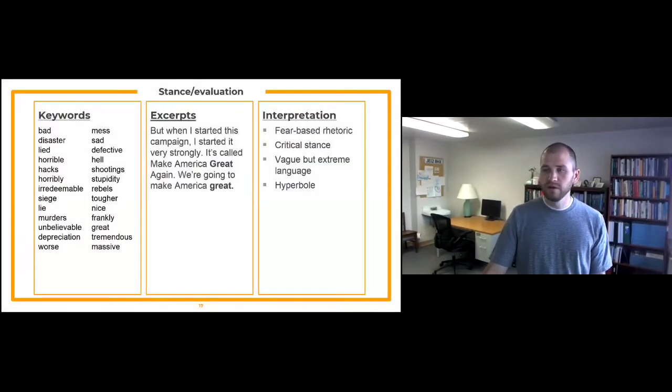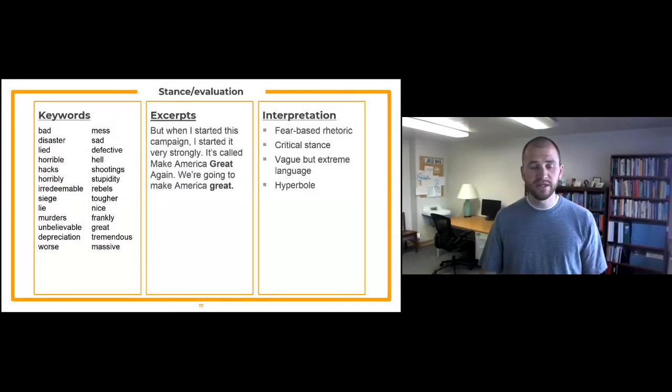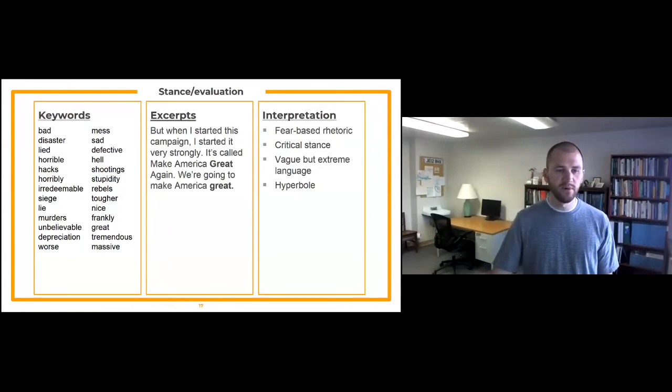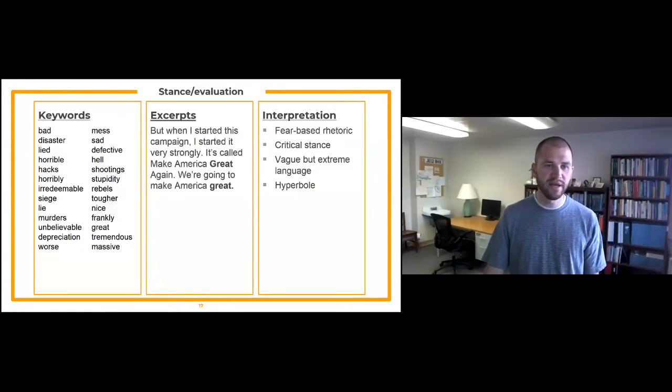Okay, so words related to stance and evaluation, there are many of these. Evaluative adjectives and other words: bad, disaster, horrible, irredeemable, unbelievable, depreciation, defective, stupidity, tremendous, and so on. These are words that probably stuck out to us when we were hearing them, but you can see when they're all put together, we get repeated examples of Trump taking a strong evaluative stance about things.